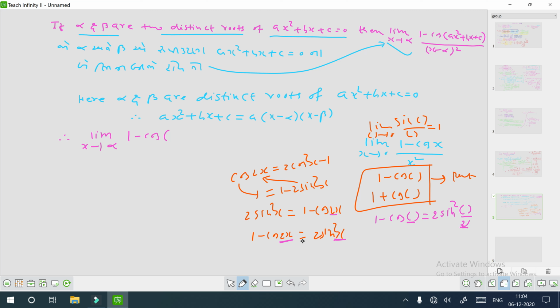So use this form, and for 1 plus cos of some angle, it is 2 cos square of that angle by 2. If we use this standard form, then it is clear. So to solve problems of limits on trigonometric functions, please learn all the standard forms of trigonometry, and only then will you be able to understand this type of question. Now let us see.